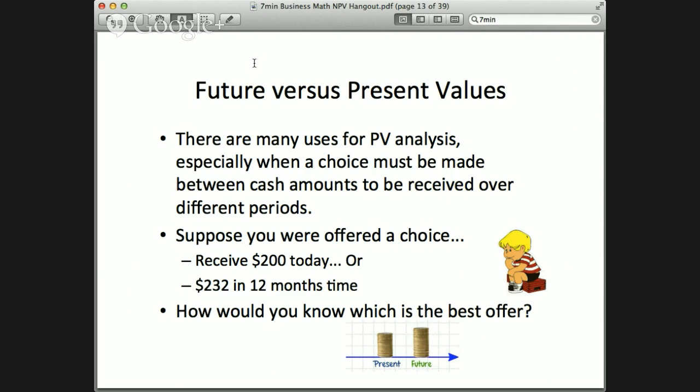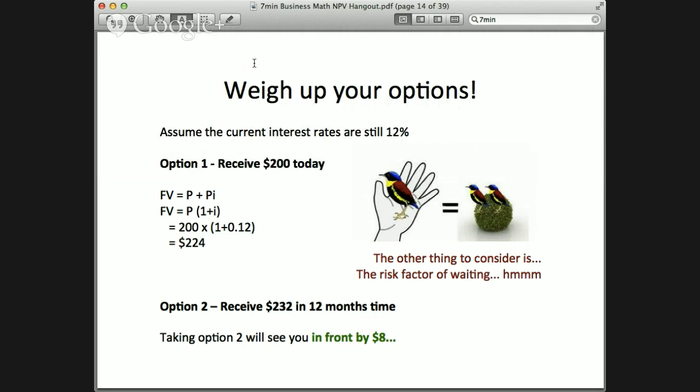Think about that. You need to weigh up your options. So, assuming the interest rate is still 12%, option 1 to receive today is $200. Yeah, that's easy. So looking at the future value, the present value is $200 times 1.12 over the 12 months, which is $224. So that's option 1, and looking at bringing the future value into today, it's worth $224. That means then that option 2, where they're going to give you $232, is a better option, correct? Because it means you're $8 in front.